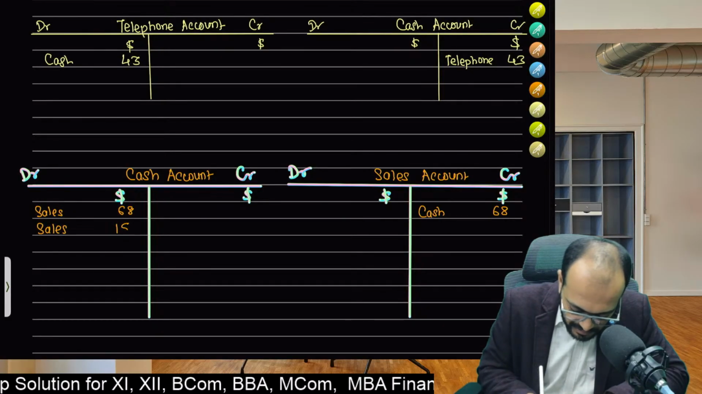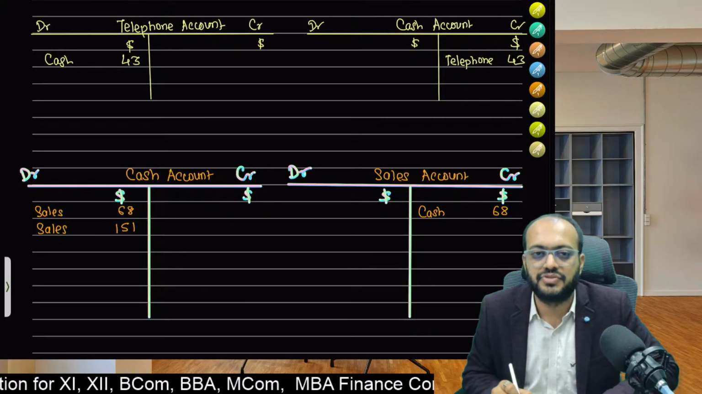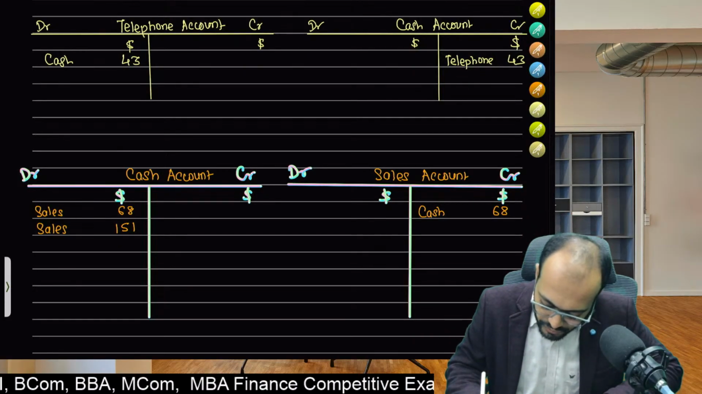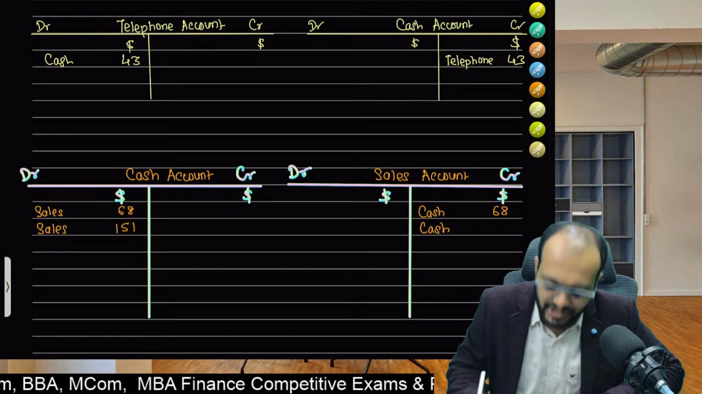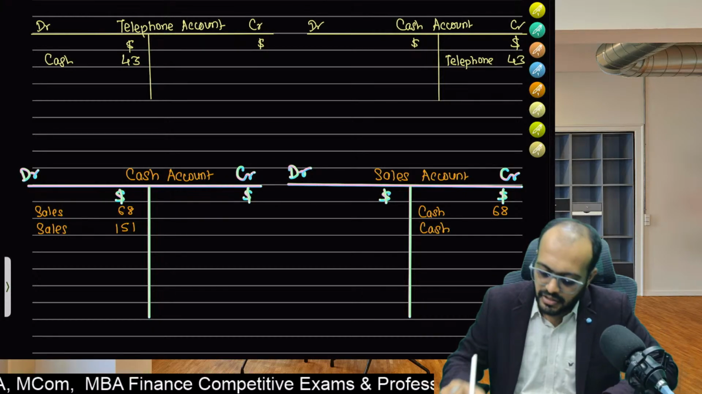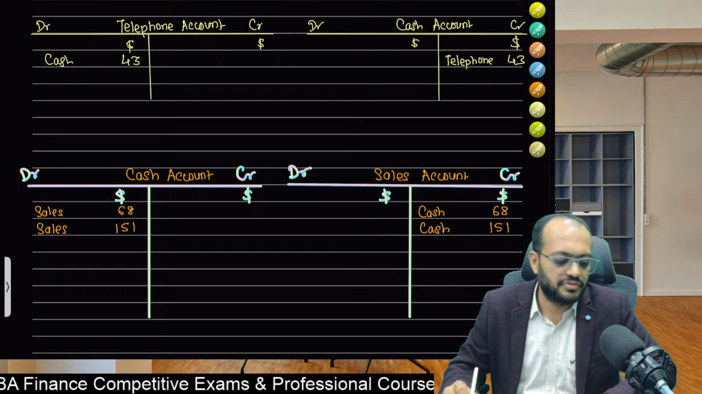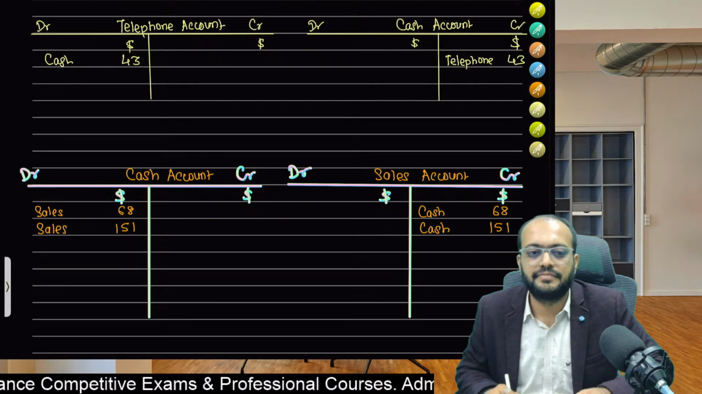Sales, because cash balance increases, so it should be debited, and sales is our income, so we have to write cash in credit side. Sales is our income, so we have to always show income in credit when income rises. Okay, so it should be credited.